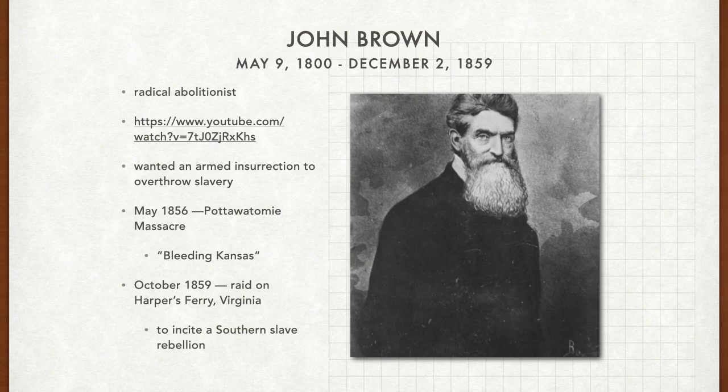In May 1856, Brown and his supporters killed 5 supporters of slavery in the Potawatomi Massacre, which responded to the sacking of Lawrence by pro-slavery forces. So he wasn't afraid to kill for the cause. In October 1859, Brown led a raid on the Federal Armory at Harper's Ferry, Virginia, which today is West Virginia, intending to start a slave liberation movement that would spread south through the mountainous regions of Virginia and North Carolina.